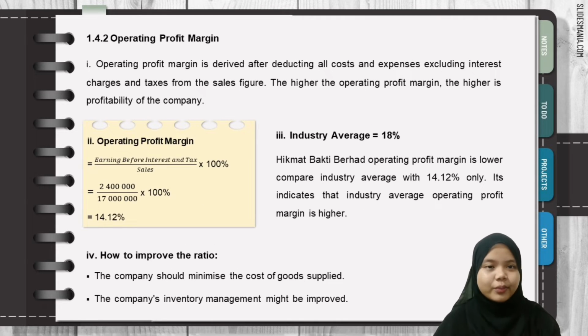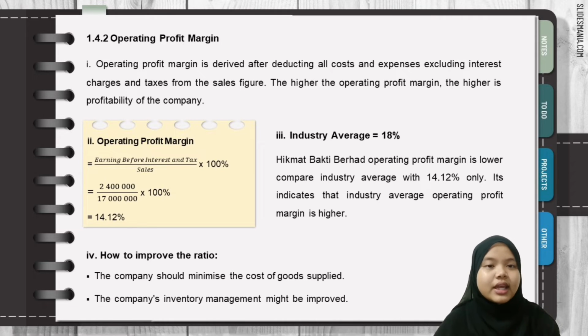The second one is operating profit margin. Operating profit margin is derived after deducting all costs and expenses, excluding interest charges and taxes, from the sales figure. Operating profit margin is earnings before interest and tax divided by sales and then times 100%, which is 2,400,000 divided by 17 million times 100% equals 14.12%.